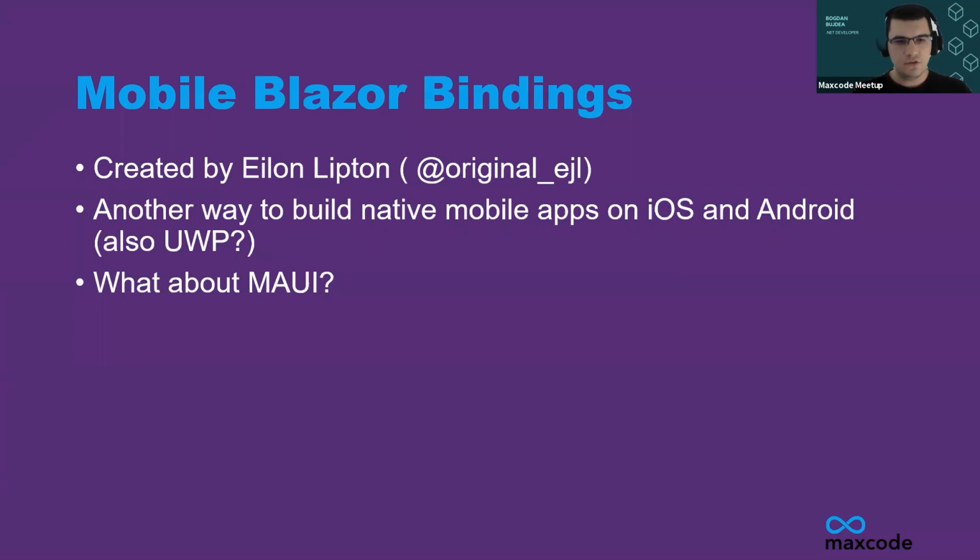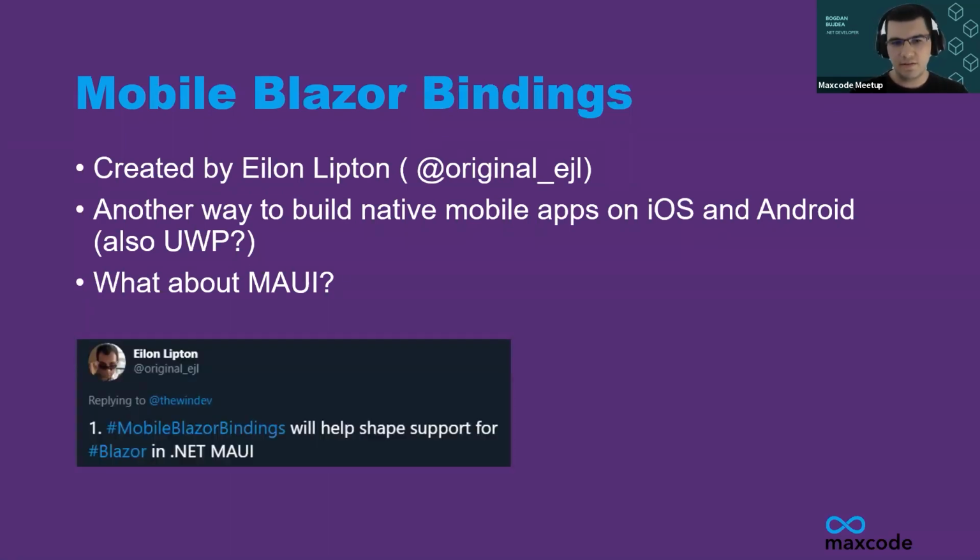And there's also MAUI, for those of you who watched Build last week. Okay, it's the thing that will replace Xamarin Forms starting next year with .NET 6. I asked Eilon if this means that Blazor will be there with mobile Blazor bindings, and he said that this would help shape support for Blazor. Okay, I don't know what to take from this answer. It's not really straightforward, but we at least have that. So I'm really hoping that this project will have a future in MAUI.